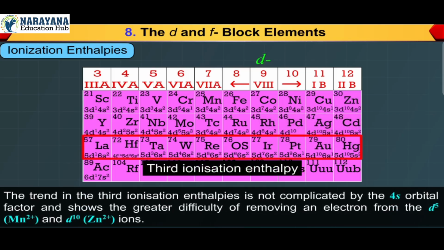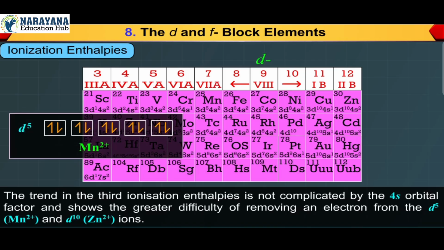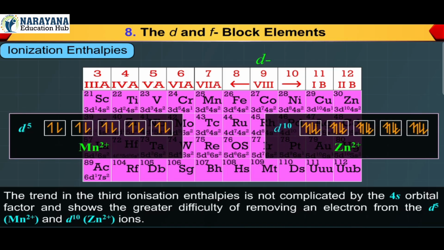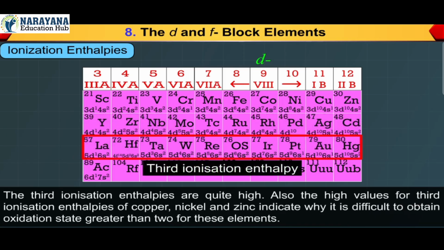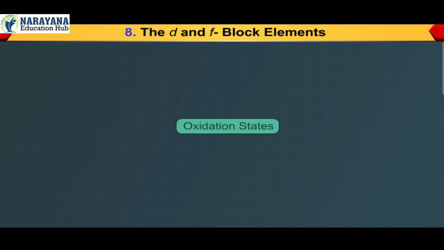The trend in the third ionization enthalpies is not complicated by the 4s orbital factor and shows the greater difficulty of removing an electron from the d5, that is Mn2+, and d10, that is Zn2+ ions. In general, the third ionization enthalpies are quite high. Also, the high values for third ionization enthalpies of copper, nickel, and zinc indicate why it is difficult to obtain oxidation states greater than +2 for these elements.